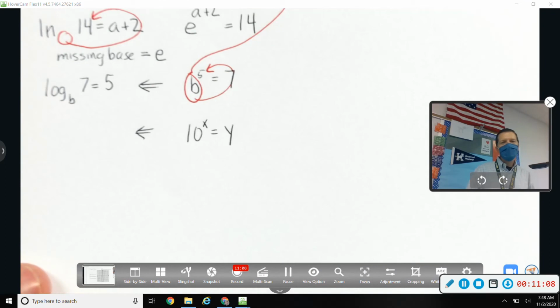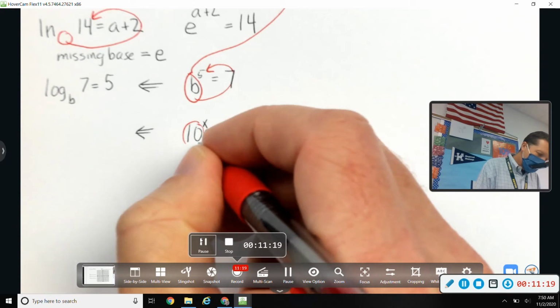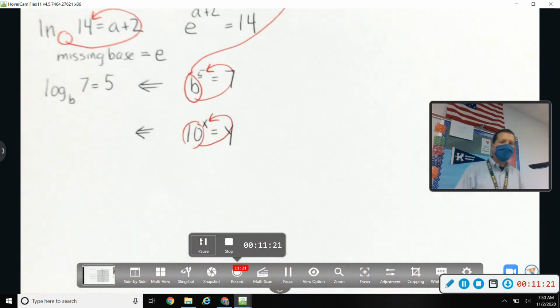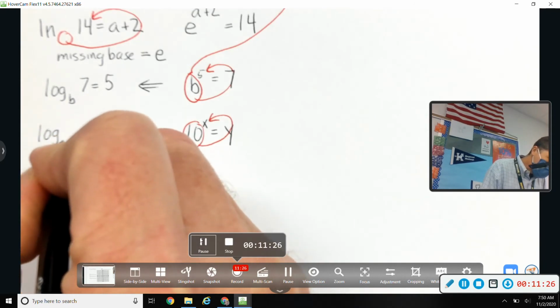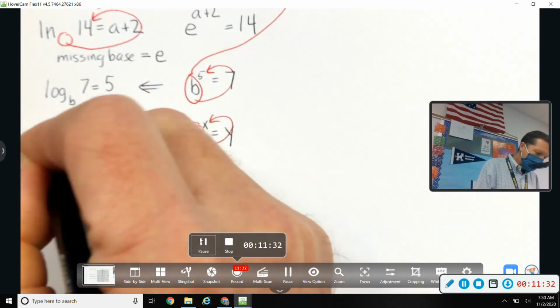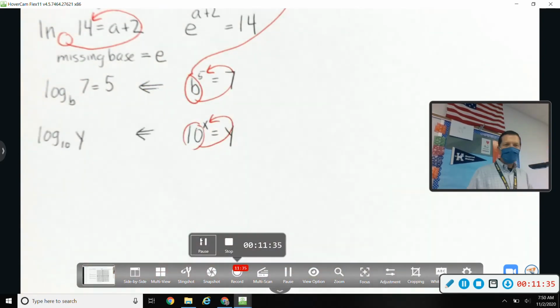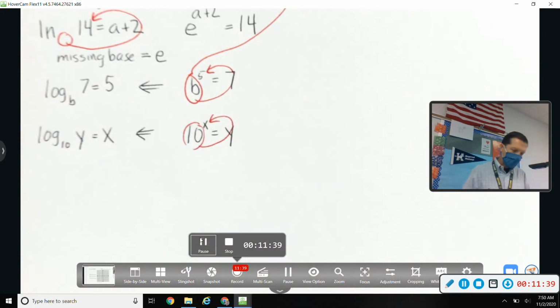All right, you try that one. 10 to the x equals y. Start at the base, loop around to the other side. And lots of you draw in the fishhook, and that's completely okay. So log base 10, so the 10 is small, it's a subscript of y, so y is the same size and on the same line with log, equals x.